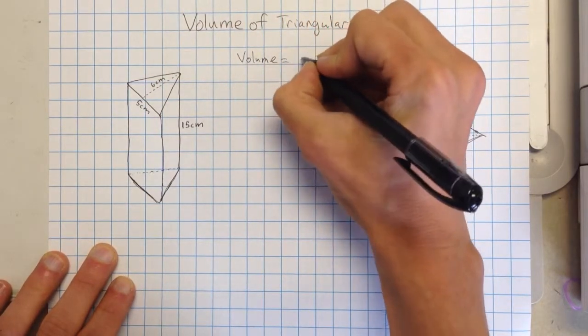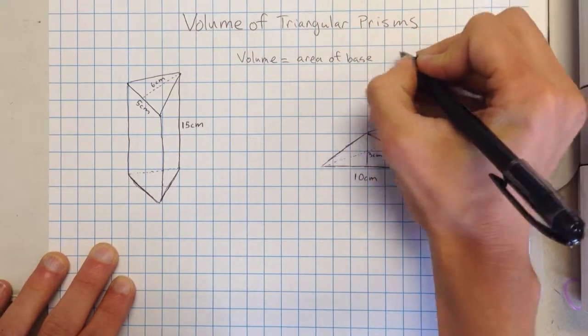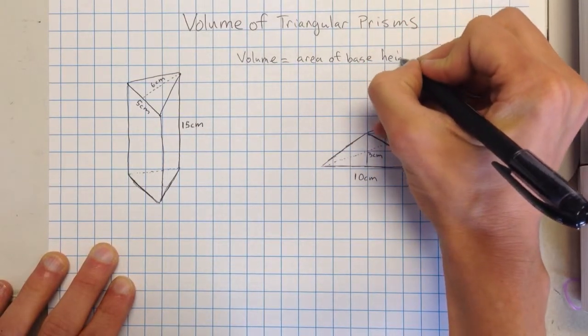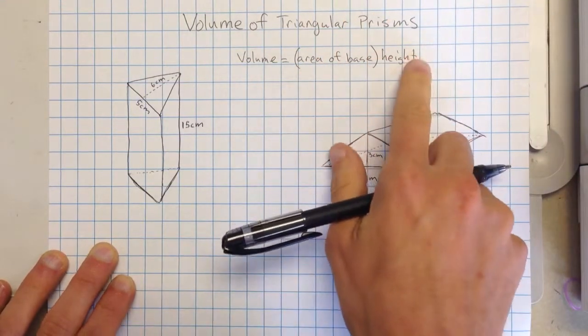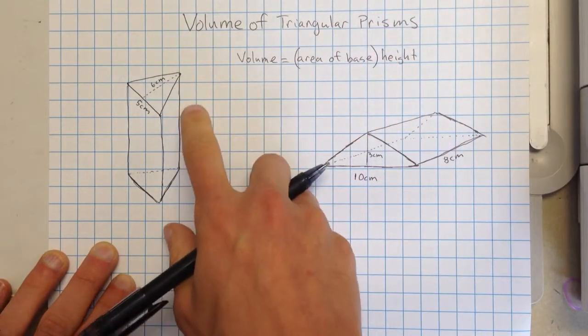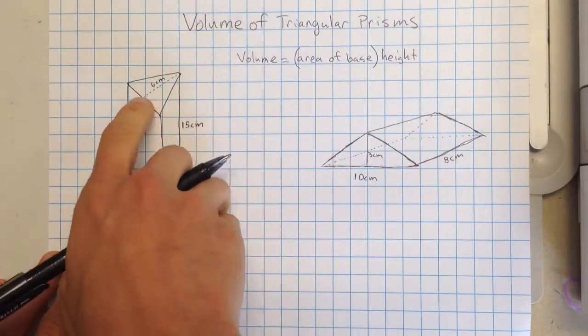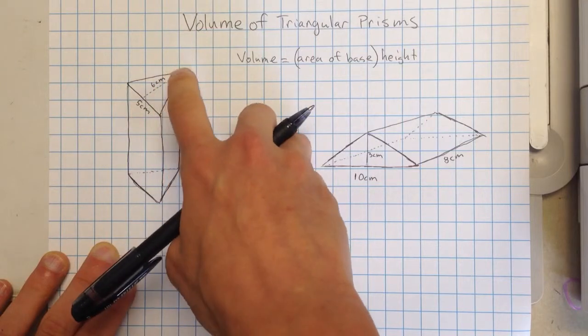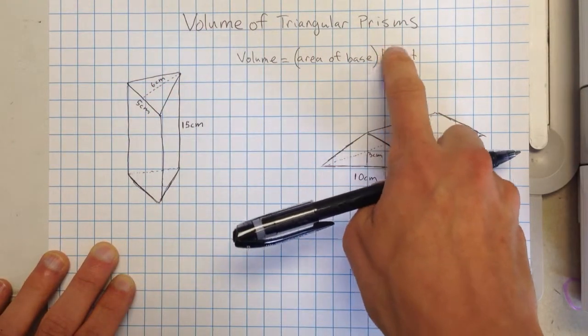The volume is going to equal the area of the base, and I'm going to say then times the height. So I'll put this in parentheses. So area of the base times the height. Now in this, we've got to be a little careful about that word height, because when we're talking about triangles, we usually use height for this measurement right here, going from the top straight down to the bottom. But we're going to be careful when we think about that.